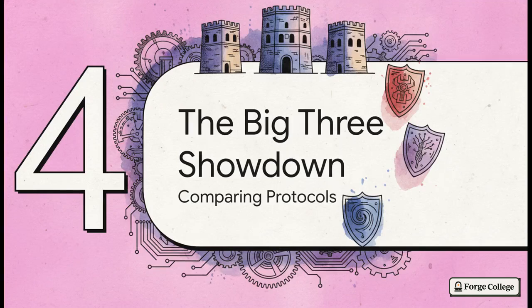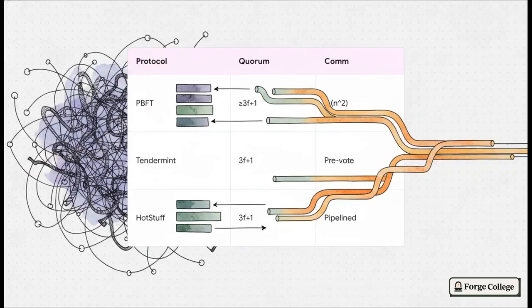Part 4, the Big Three Showdown. Let's compare these protocols. When evaluating communication models, you can clearly see how PBFT's quadratic all-to-all messaging stacks up against Tendermint-style batched prevotes. And then, notice how both of them compare to HotStuff's highly efficient pipelining. It's an absolutely crucial comparison because a shift in communication directly and heavily impacts both the performance and the practical decentralization of each and every model.